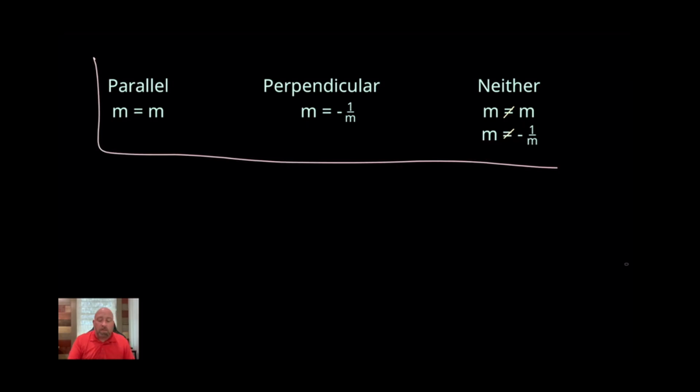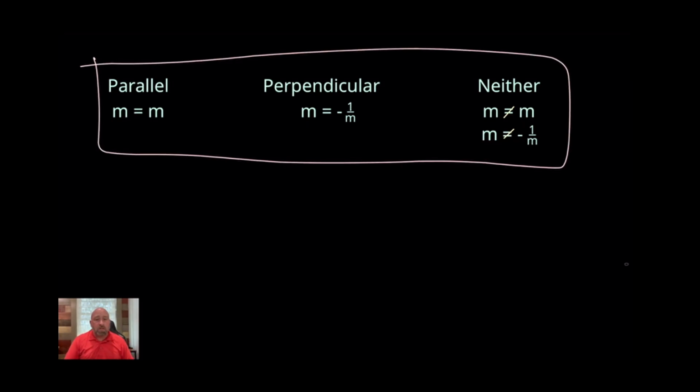If I was you, I would write this down somewhere right here. So parallel lines, m equals m. The two slopes are identical, whichever way you're going. Okay, in perpendicular, the m of the first line, the slope of the first line, equals the negative inverse or the negative reciprocal, flip the fraction, of the second line. And then when they're neither, when they're just kind of any direction, but they're crossing, then it would be that slope does not equal the slope, and the slope does not equal the inverse.